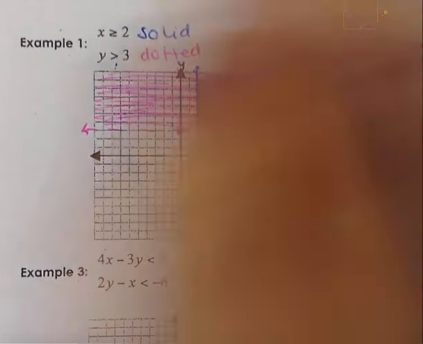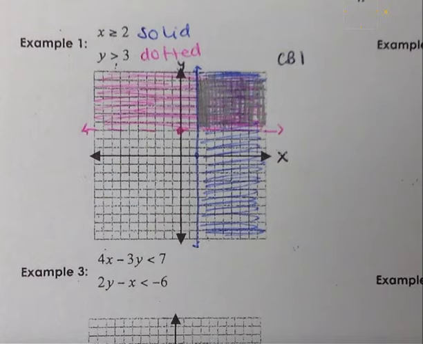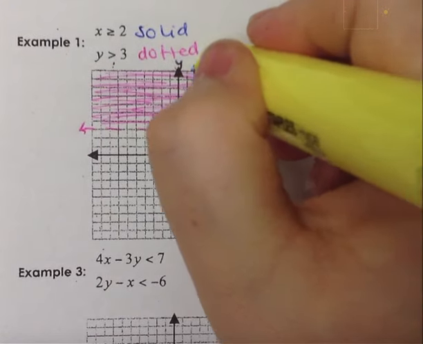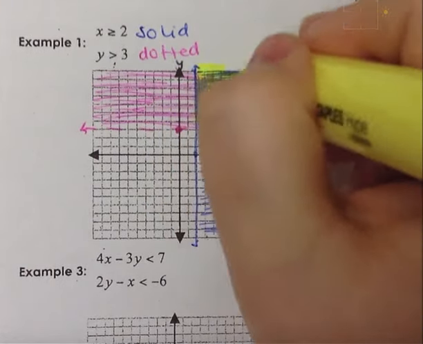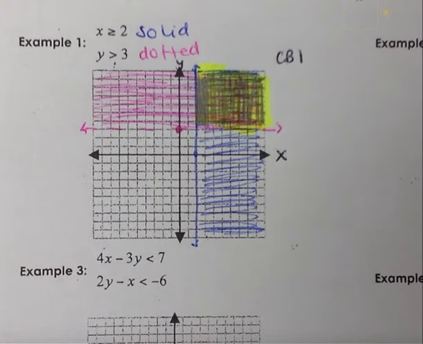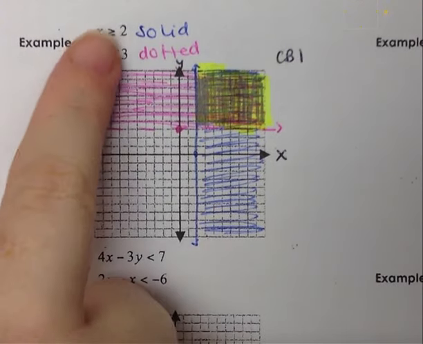This is what I would shade darker and what I will highlight. So I am going to highlight this section over here. And then any coordinate inside this highlighted part is a solution to this system.